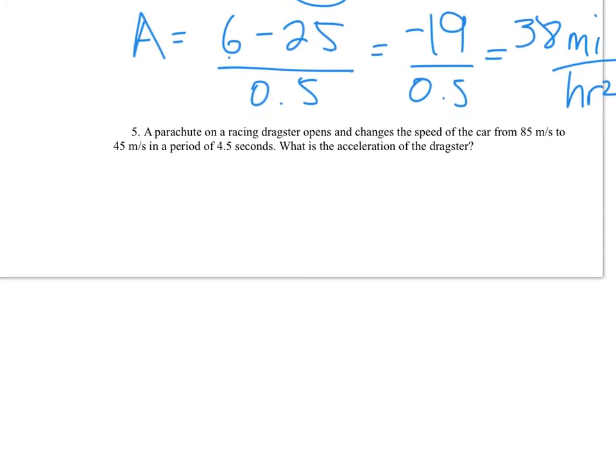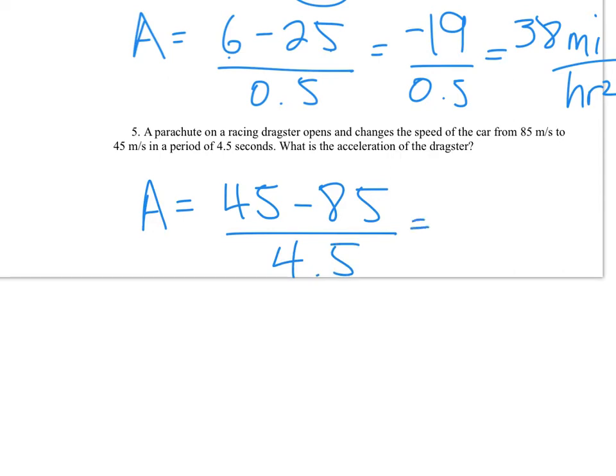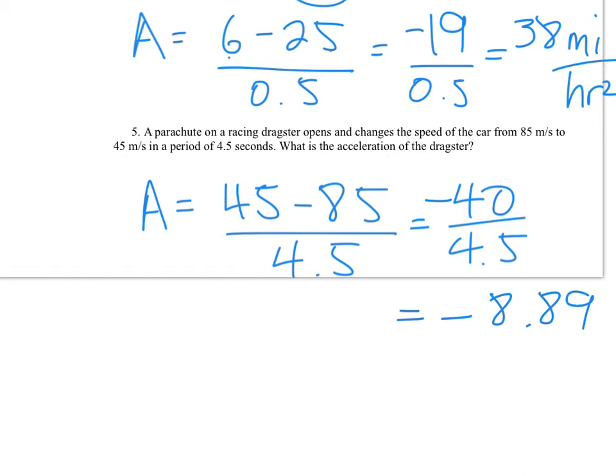Let's continue. A parachute on a racing dragster opens and changes the speed of the car from 85 to 45 in 4.5 seconds. What is the acceleration? So again, 45 minus 85 divided by 4.5 seconds gives us 40 over 4.5. Excuse me, that's negative 40 over 4.5, and that gives us negative 8.89. I'm going to round it off, meters per second squared.